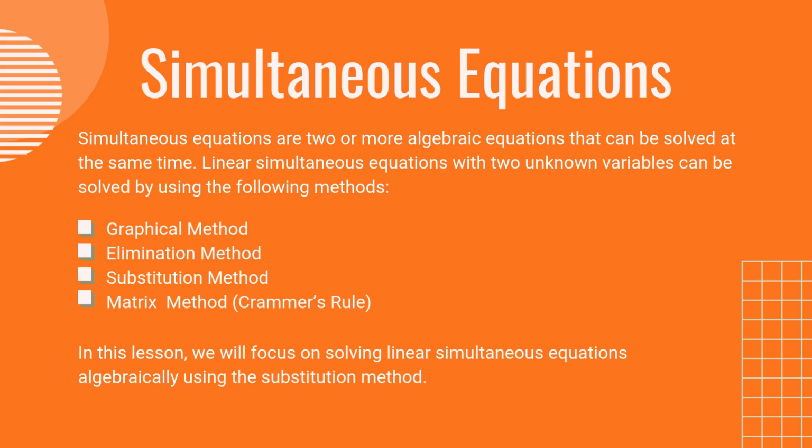Linear simultaneous equations with two unknown variables can be solved by using the following methods. 1. Graphical method. 2. Elimination method. 3. Substitution method. And finally, 4. The matrix method, also known as Cramer's rule. In this lesson, we will focus on solving linear simultaneous equations algebraically using the substitution method.